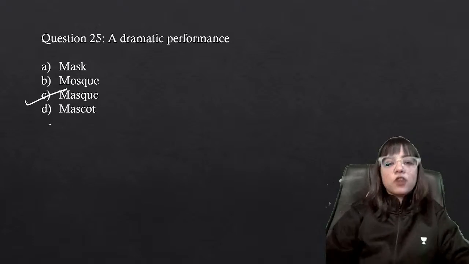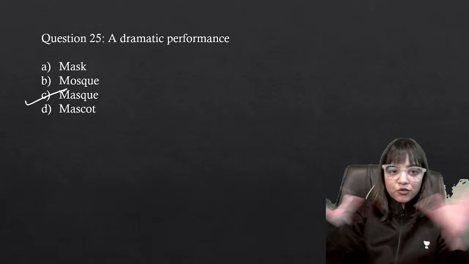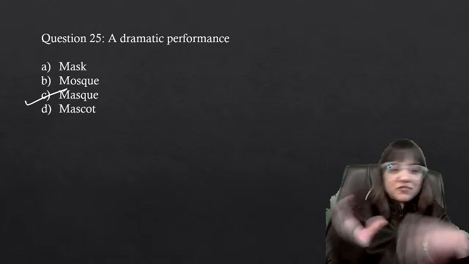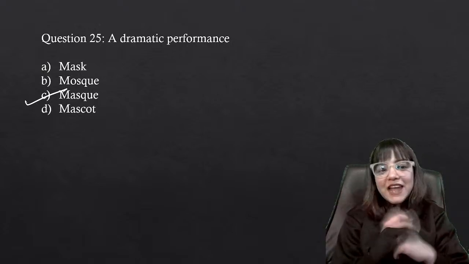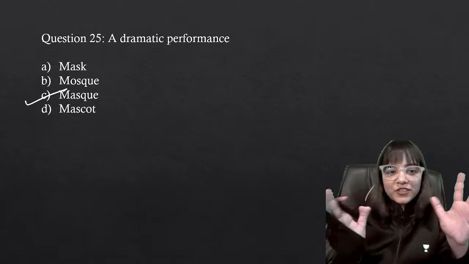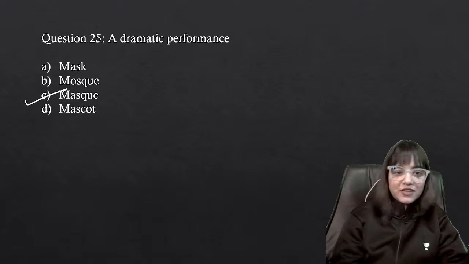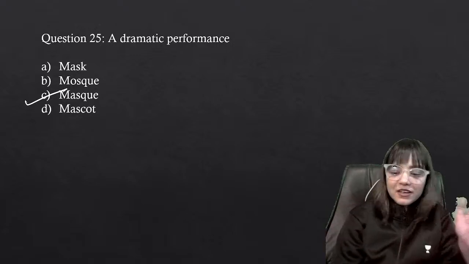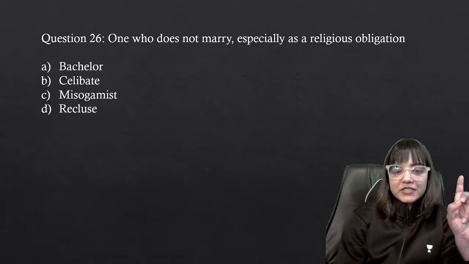Okay, mascot is basically a symbol of a certain group or college. You have a mascot, or teams have a mascot. That means it is the animal representation, generally, of the team. So tigers, bears, those are mascots. Not mask. Mask is basically someone.